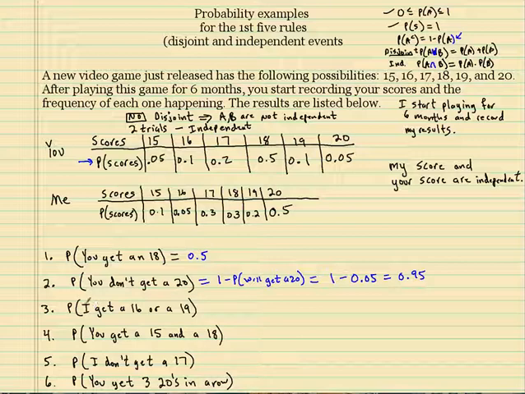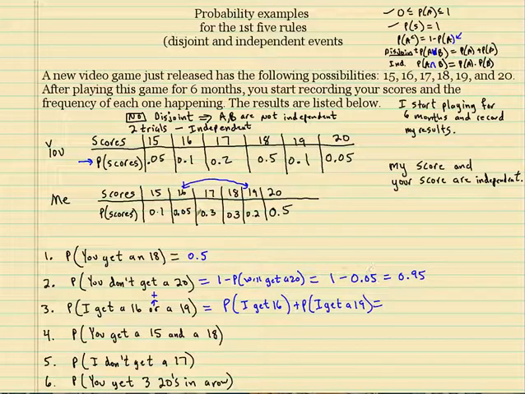Okay. What's the probability I get a 16 or a 19? Remember, when you hear or, you want to add. Are these two events disjoint? Yes, since they're disjoint, it's the probability that I get a 16 plus the probability that I get a 19. Here's the scores. This is me. So it's going to be 5% or 0.05 plus the probability I get a 19, which is 0.2. So there is a 25% chance, or a 0.25 chance.